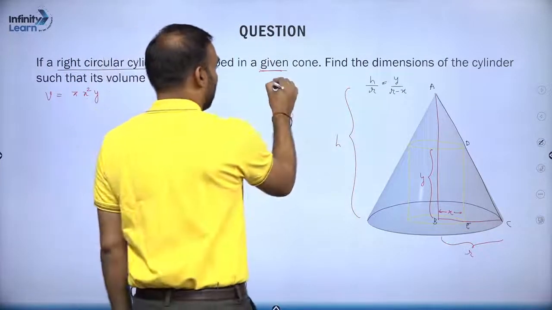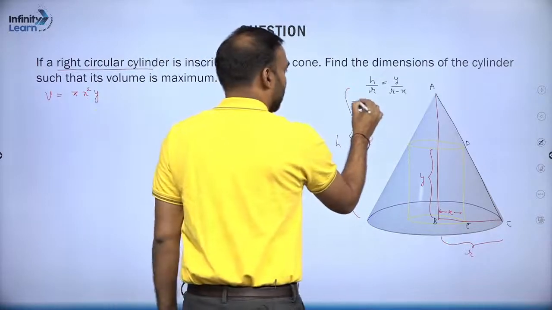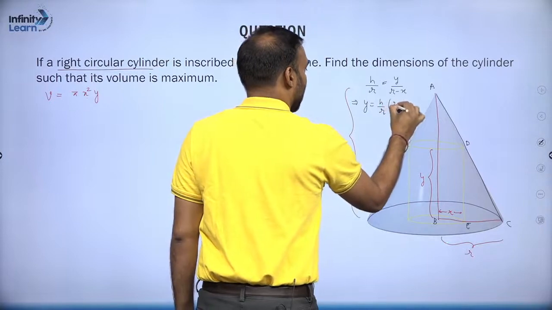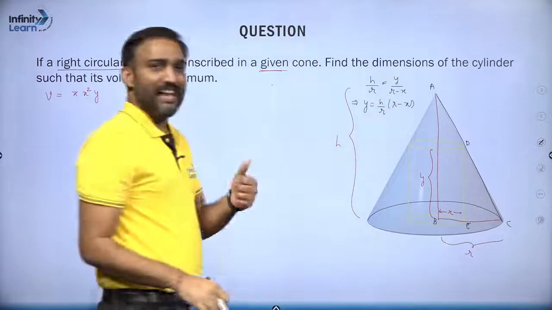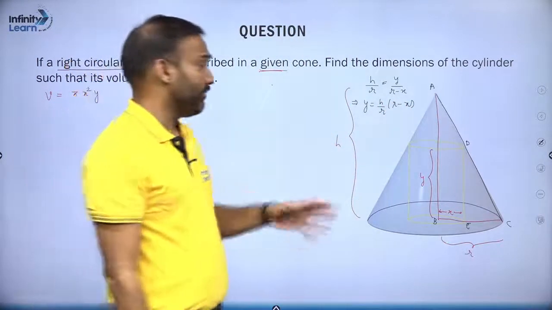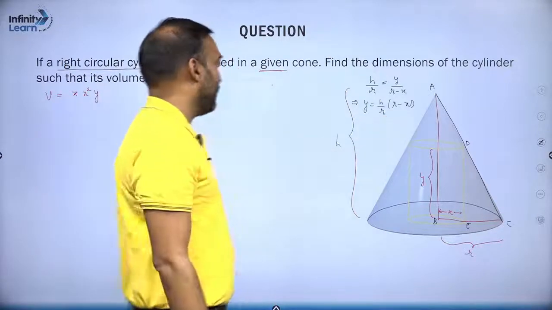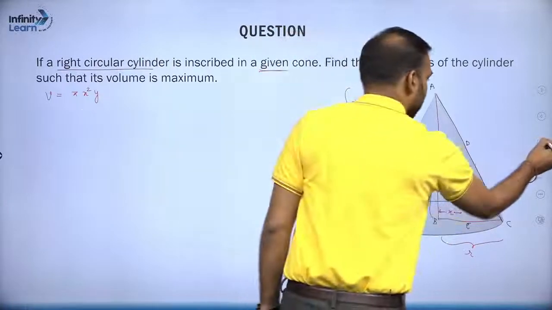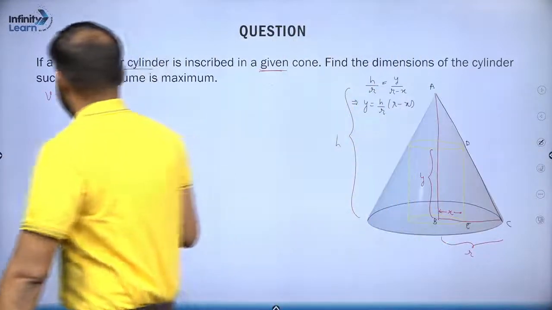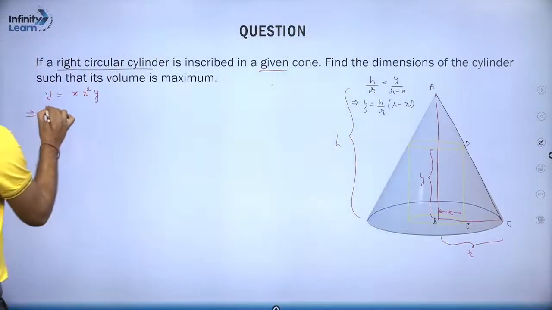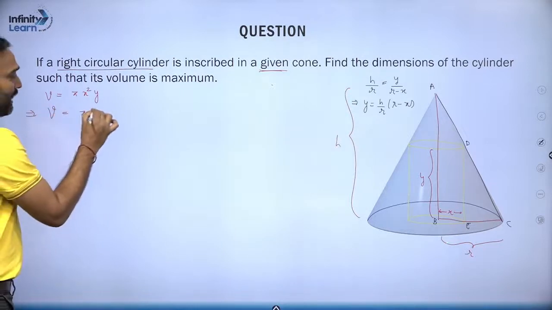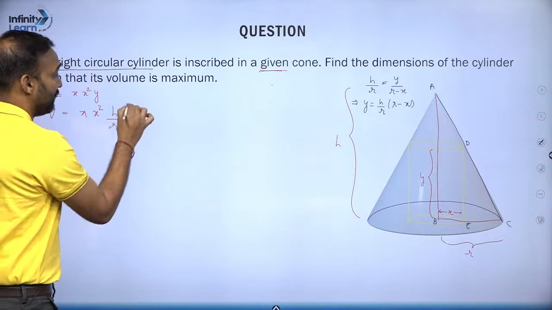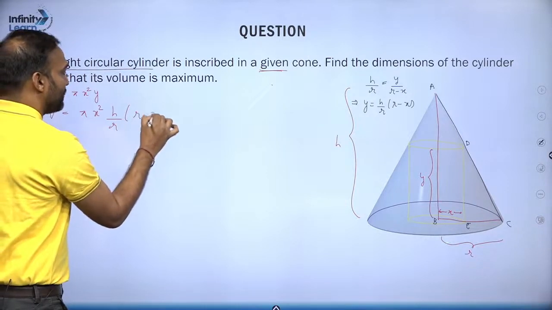From here we can calculate the value of y. So the value of y would be h by r into r minus x. Remember, h and r both are constants, so I don't have to worry about them. Now y is given in terms of x. So let us put the values. V is equal to pi x square y. What is y? y is h by r into r minus x.